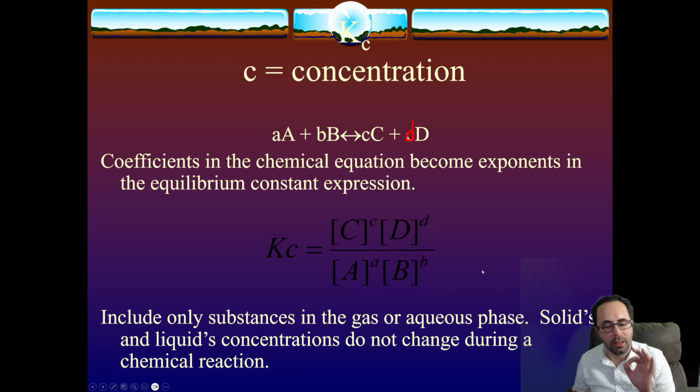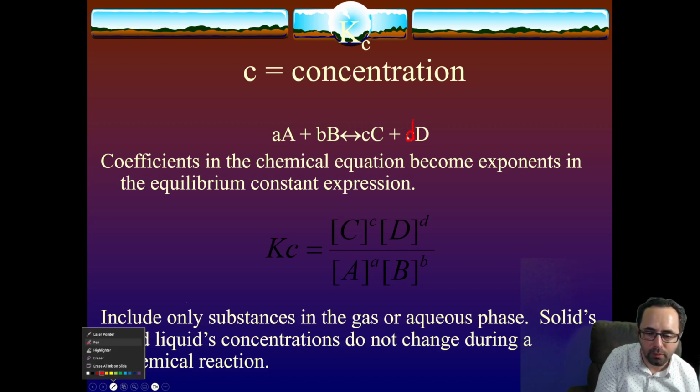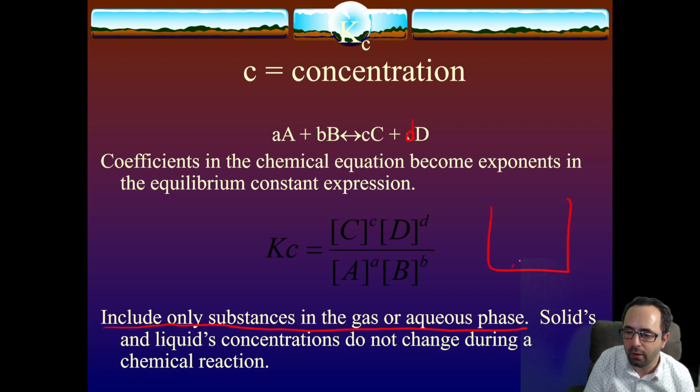All products, given one condition. You must only include substances that are in the gas or aqueous phase. The reason for this is if you have this occurring, let's say, in a jar, and we have a solid here, not all of this solid is available to react. Only what's on the surface can react. So most of this is useless. And so our amount of solid doesn't really matter.